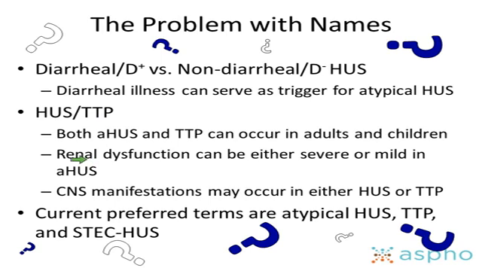It's also important to point out that renal dysfunction can be severe or mild in atypical HUS, and even though CNS manifestations are prominent in TTP, they can also certainly be seen in both Shiga toxin-associated and atypical forms of HUS. So in modern terminology, the preferred terms are atypical HUS, TTP, and Shiga toxin-associated HUS or STEC-HUS.